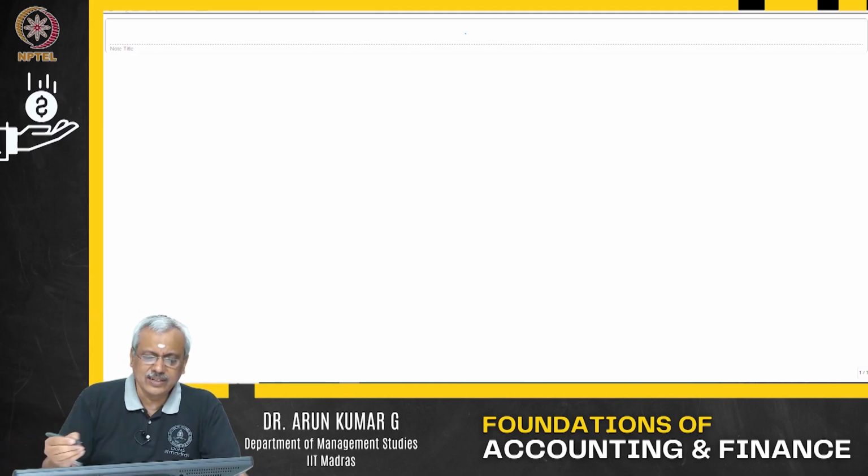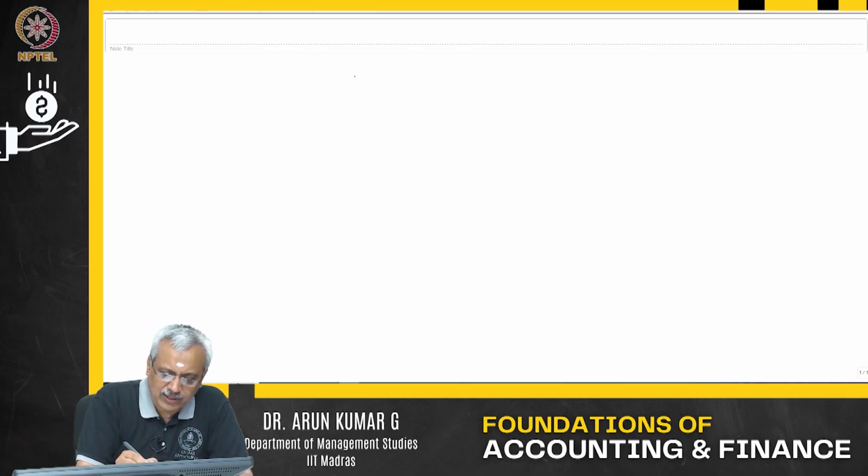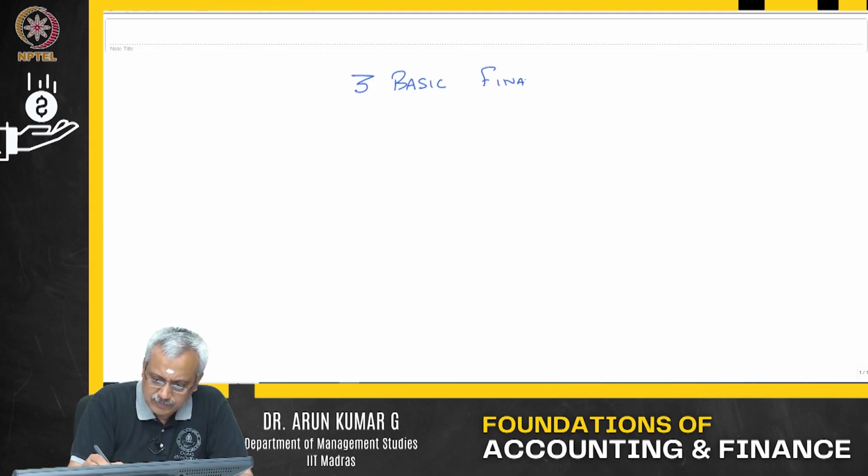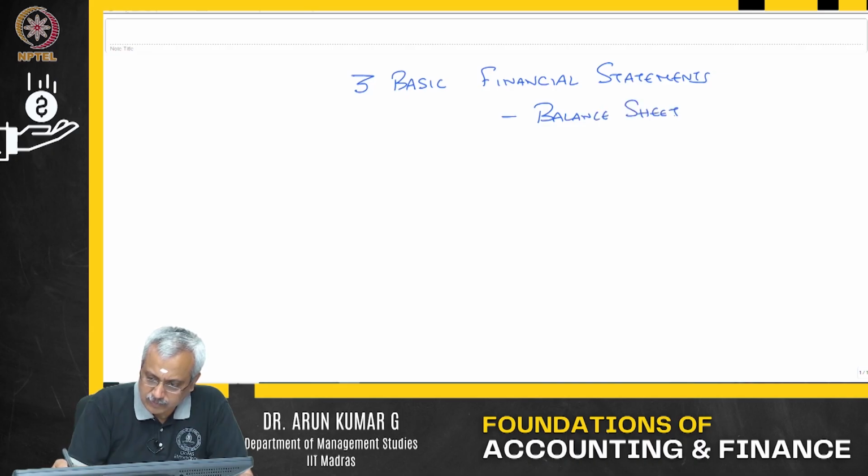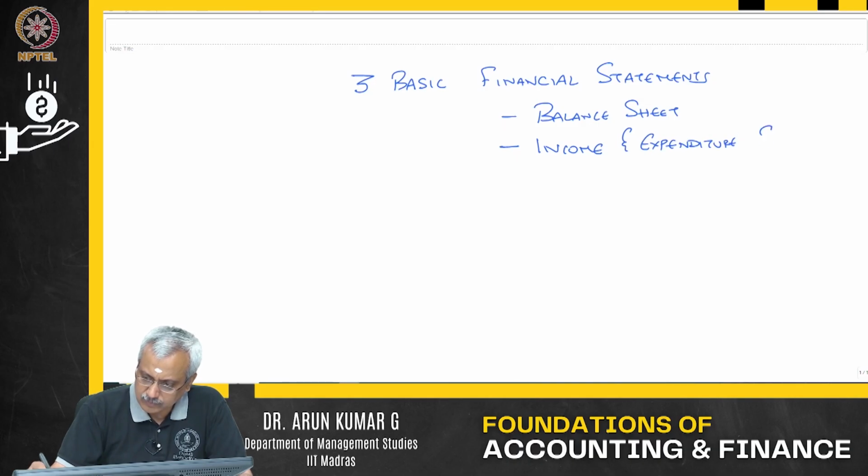What did we learn as far as accounting was concerned? We learned basically to work on 3 basic financial statements. That is, we learned the balance sheet, the income and expenditure account, the income and expenditure statement, and third, we also learned what to do with the cash flow statement.